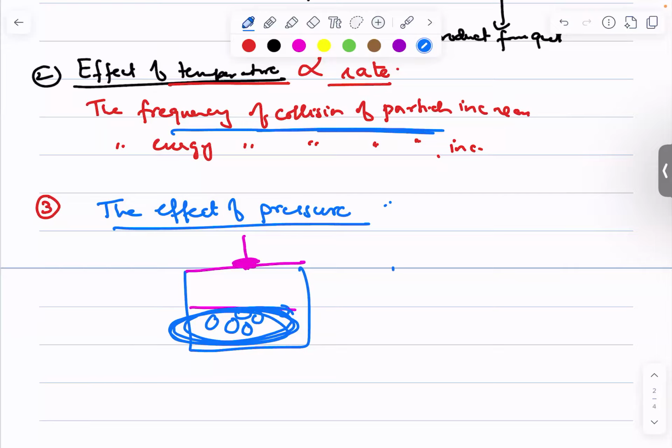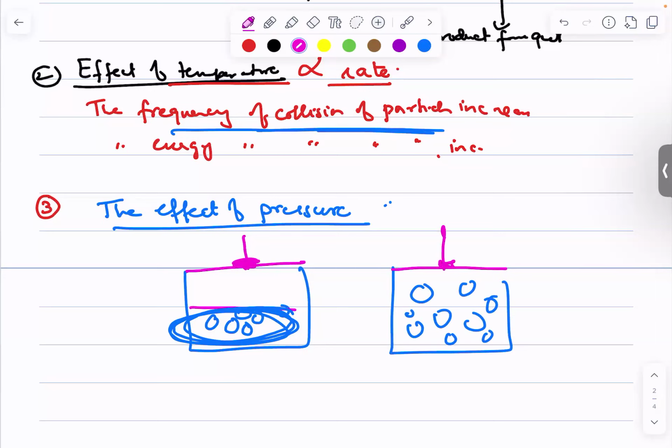Look, first the molecules were in the whole vessel. They were far apart from each other. But when I apply pressure on it with the help of a piston, this much would be the volume now. So the particles would squeeze in, and when they squeeze in, they are going to collide more with each other. So when they collide more, the rate of the reaction would increase.